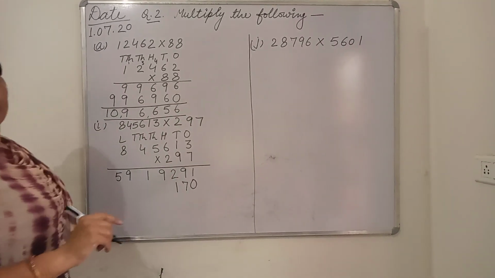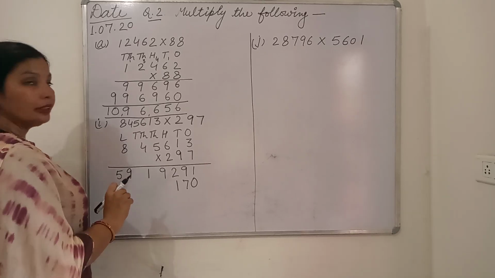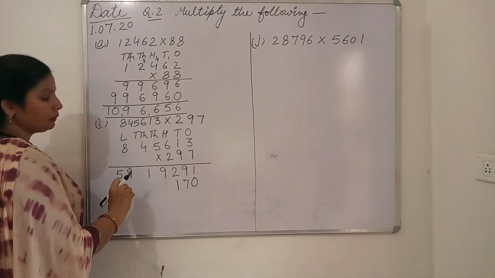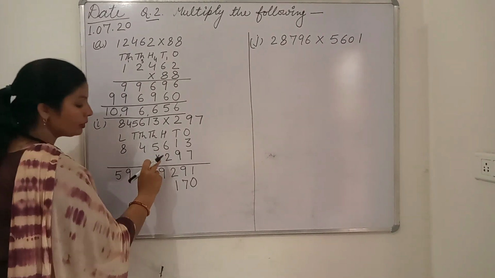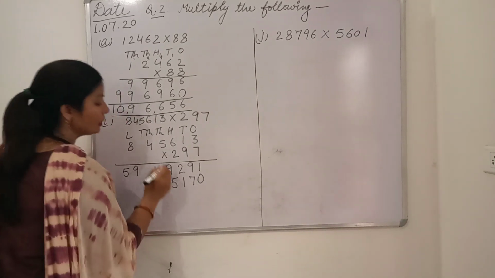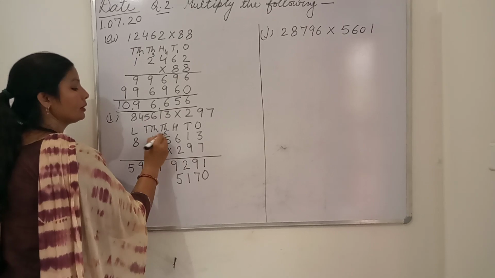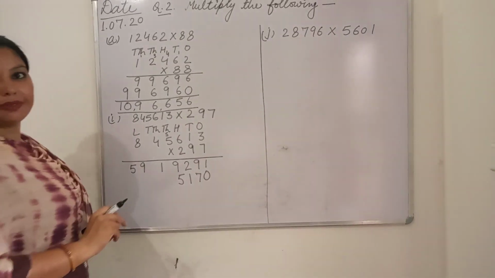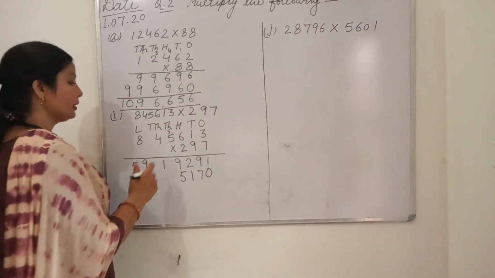9 plus 2, 11. 1 goes carry. 9 sixes are 54. 54 plus 1, 1 carry is there. So 54 plus 1, 55. 5 goes carry. 9 fives are 45. 45 plus 5, 50.